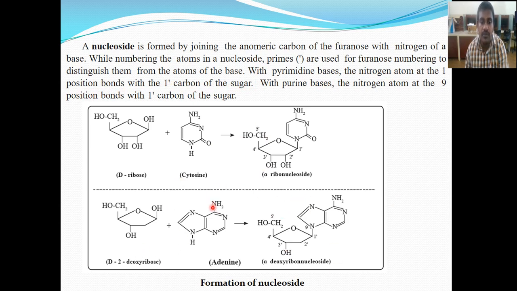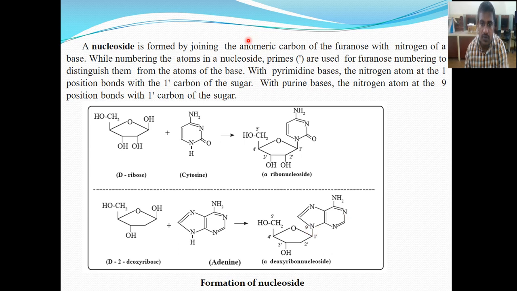These are the purines and these are the pyrimidines. The pyrimidine is attached through the nitrogen at the first position to the first prime carbon, while for the purine base it is the nitrogen atom at the 9 position. Here you can see this nitrogen at position 9 bonds with the first prime carbon of the sugar.